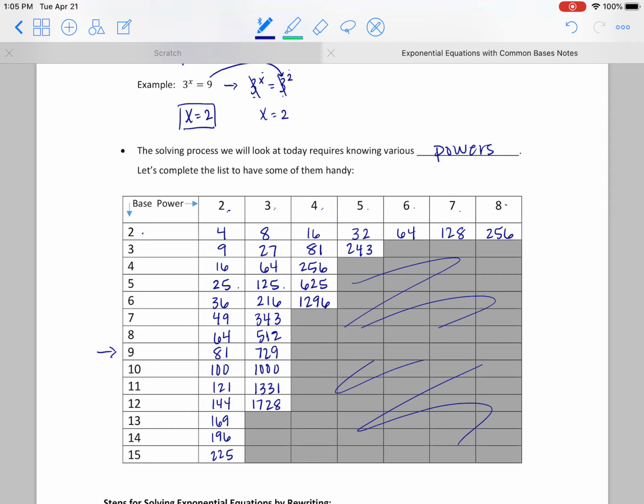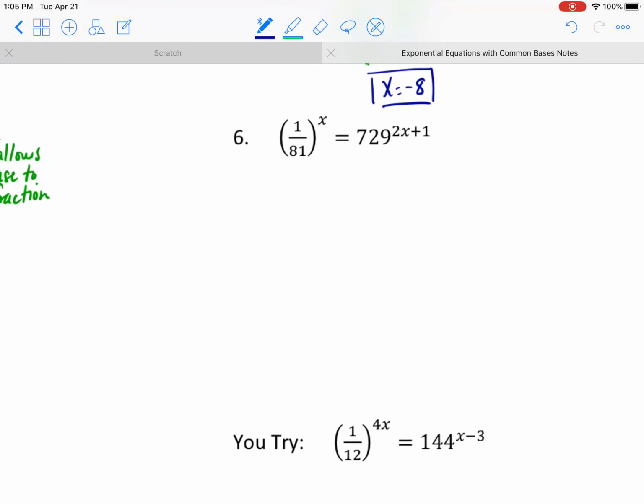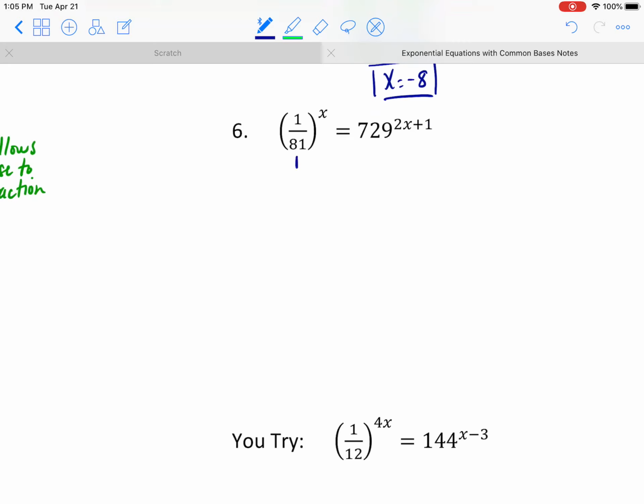Somehow I keep erasing stuff. 81 and 729 are both in this row, which means they're both powers of 9. So I'm going to rewrite them. Okay, so we're here. Now this is 1 over 9 squared. So 81 is 9 squared, and this is 9 cubed to the 2x plus 1.